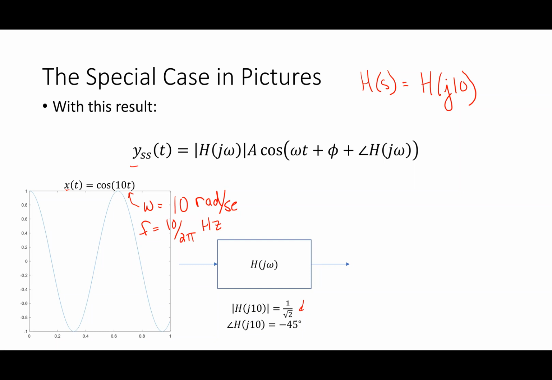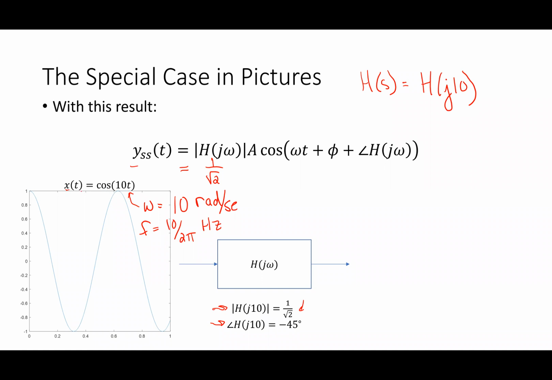If I had that particular circuit, whatever that circuit is, and it had that particular magnitude at 10 and that particular angle at 10, what would the output be? What would our y be if I had this magnitude and this angle? It's 1 over square root of 2 times A cosine of omega t plus phi minus 45 degrees.